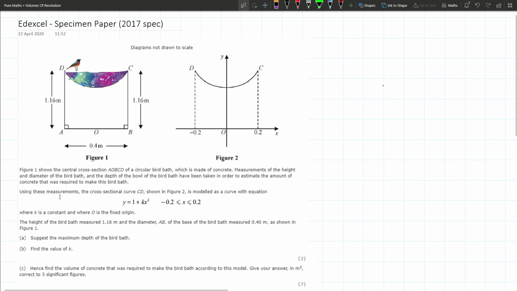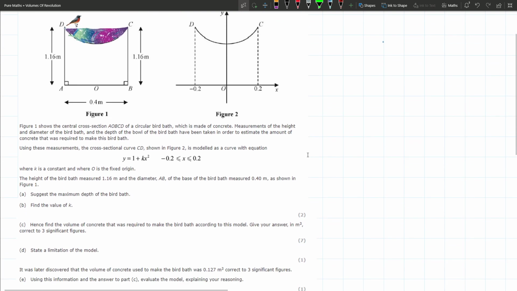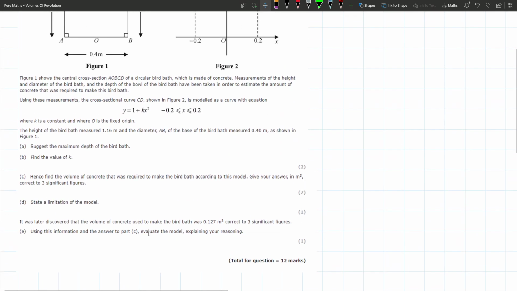The curve C to D is plotted by this. So it's just a quadratic, translated upwards. So if we plot it on some axes, this is what that curve would be in this domain. The height of the bird bath is 1.16 meters, and the diameter of the base of the bird bath is 0.4. So that's just this information here. Suggest the maximum depth of the bird bath. This is quite an obvious question to answer, and actually I think K is pretty straightforward to do as well.